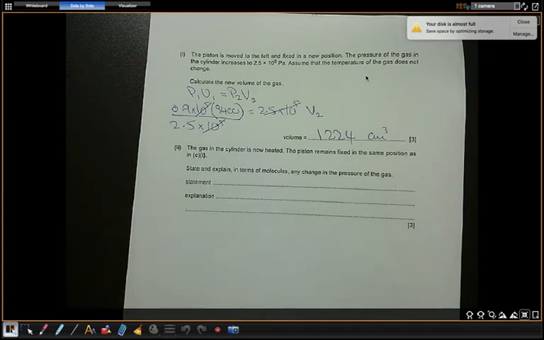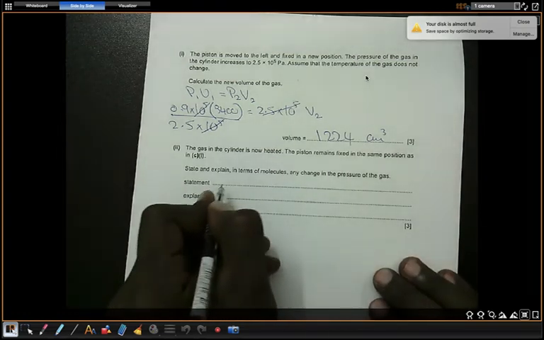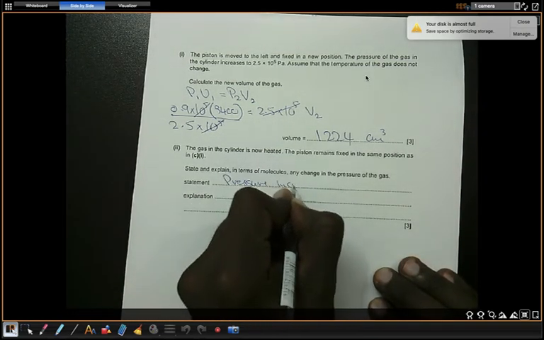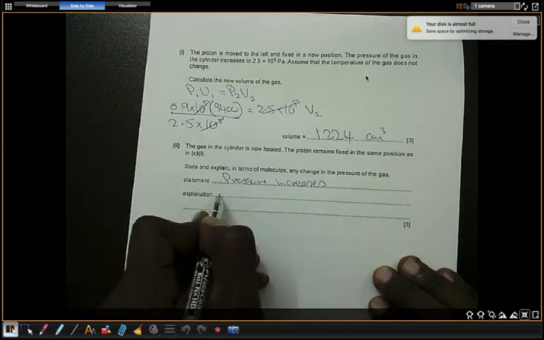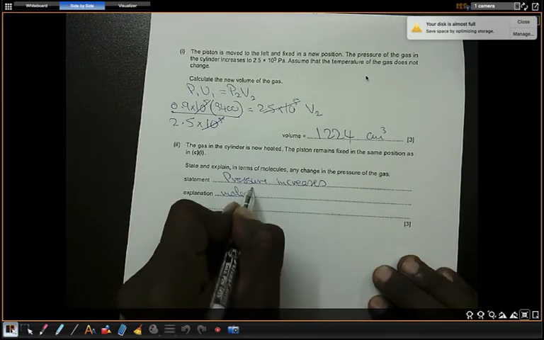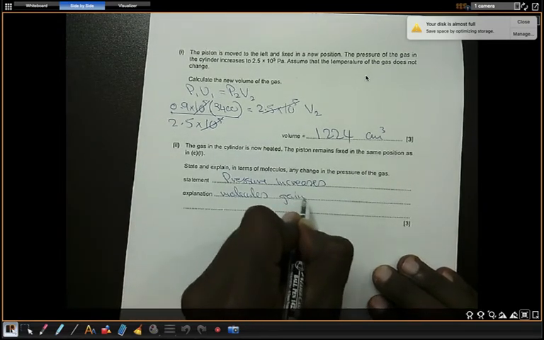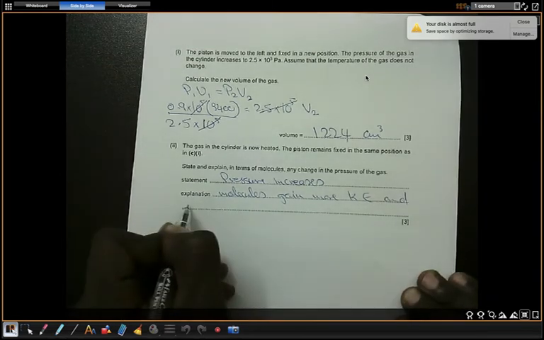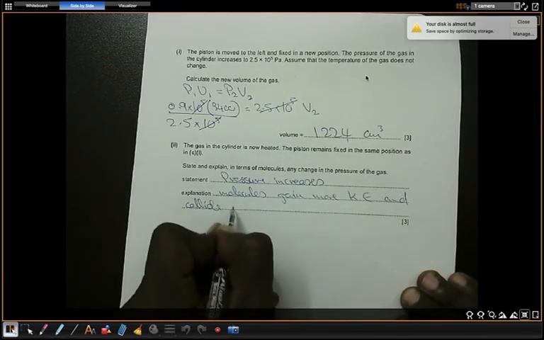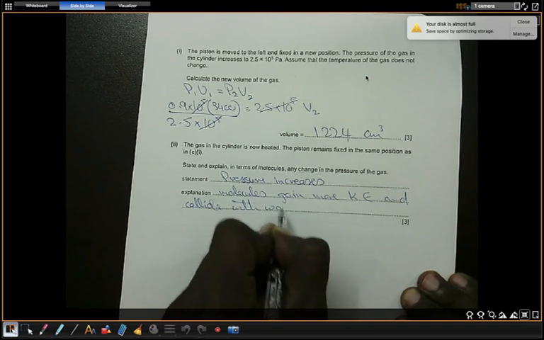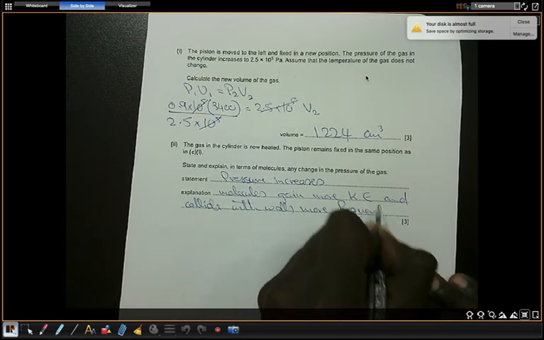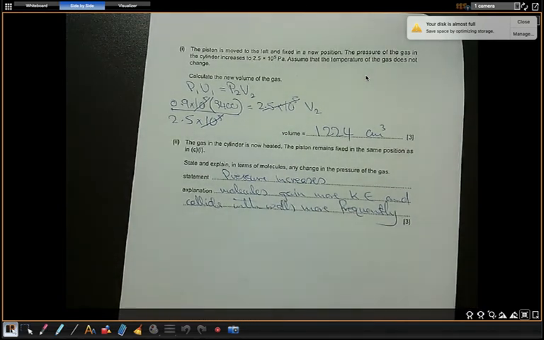The piston remains fixed. State and explain in terms of molecules any change in the pressure. Statement: pressure increases. Okay? Molecules gain more kinetic energy and collide with walls more frequently. And this is it for this worksheet.